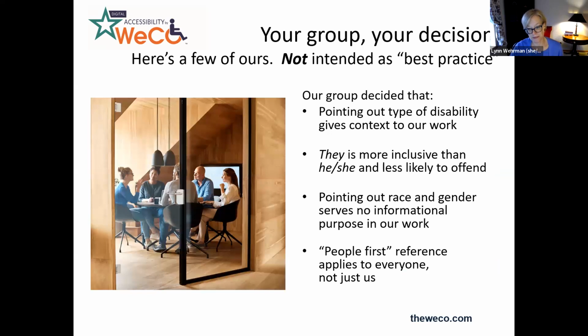So our response to this is that our company has made some decisions about how we will write alt text and other descriptions. Keep in mind that these are not best practices. They are simply decisions that we made for our company, and you will need to make decisions for your own. Our group decided that pointing out the type of disabilities that people live with is necessary because it gives context to our work. For instance, when we're in a presentation or doing a training and we talk about displaying a picture of a person using a Braille laptop, we need to identify that person as a non-visual user or blind, because that makes sense in explaining what we're trying to teach.